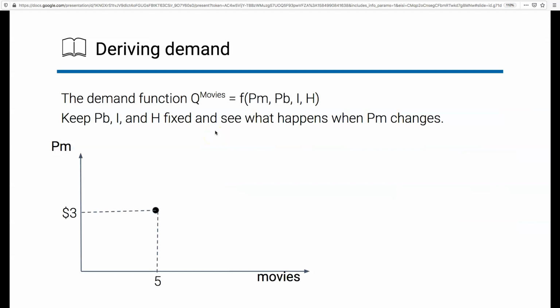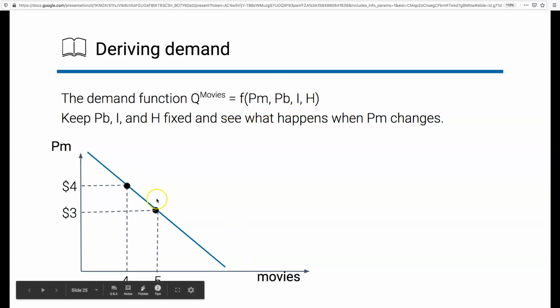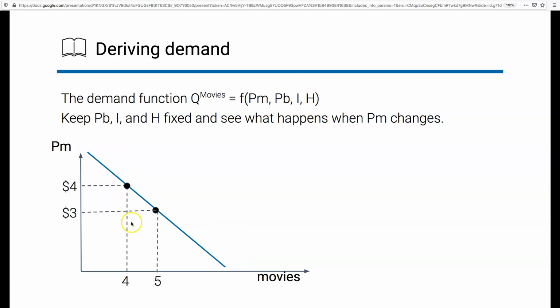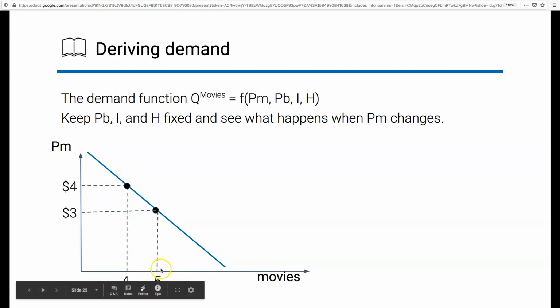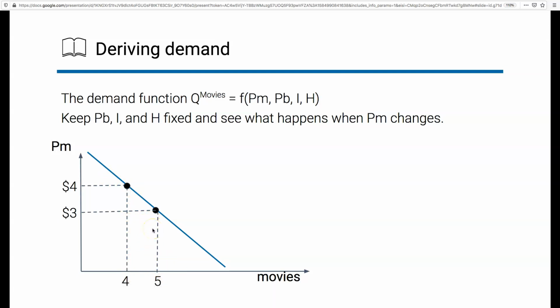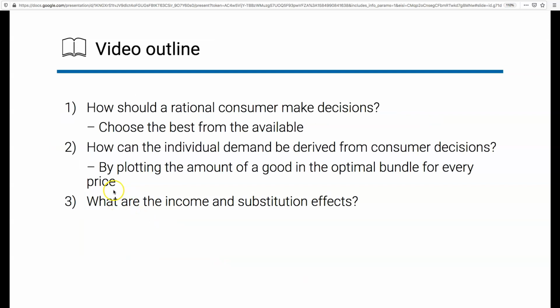But for a fixed set of other factors, the demand line simply represents how the consumer's response in terms of the number of movies will change given a change in prices. That's how you derive demand. Now, we can answer the second question. The individual demand is derived from consumer decisions by plotting the amount of a good in the optimal bundle for every price. So find the optimal bundle, plot the number of movies given the price of movie, set the new price of movies, plot the new optimal number of movies, and go on.